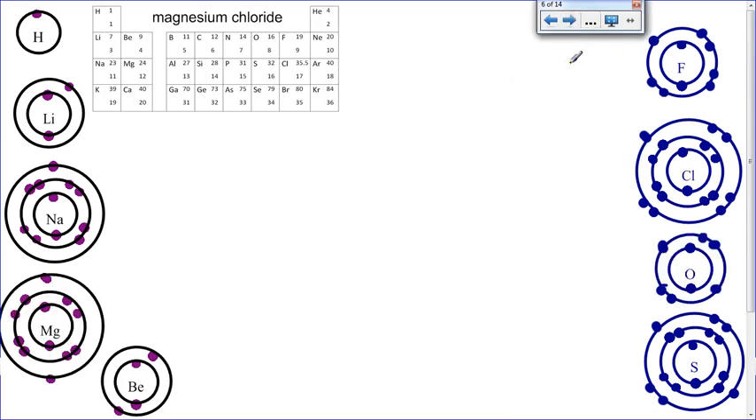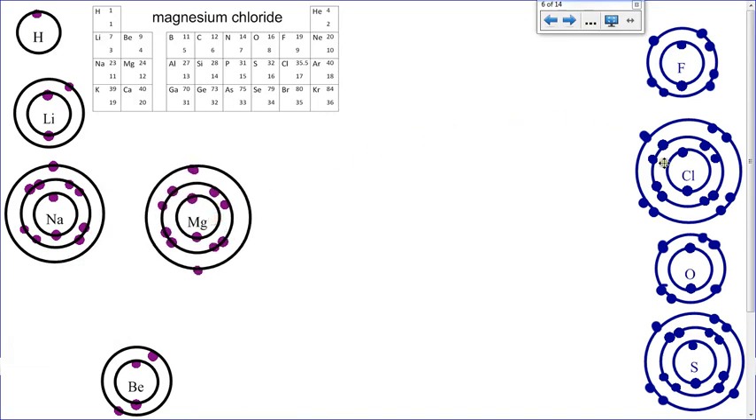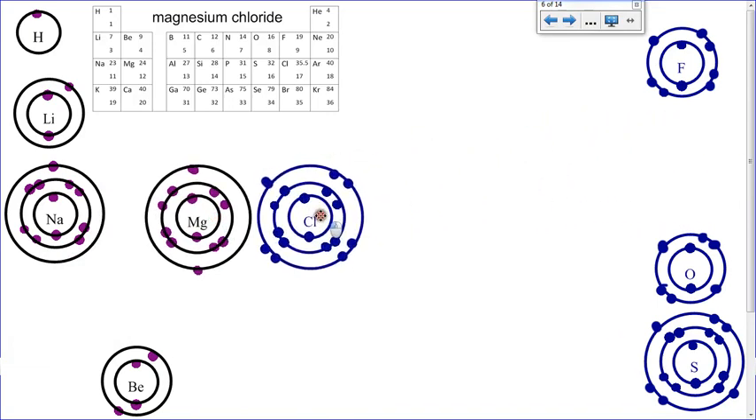So everything we've looked at so far has been on a 1-to-1 ratio. But now we're going to look at something a little bit more difficult. We're going to mix up magnesium, that's in group 2, with chlorine, that's in group 7. So here's our magnesium. We can see that that's going to give away 2 electrons. And our chlorine, each atom needs 1 electron.